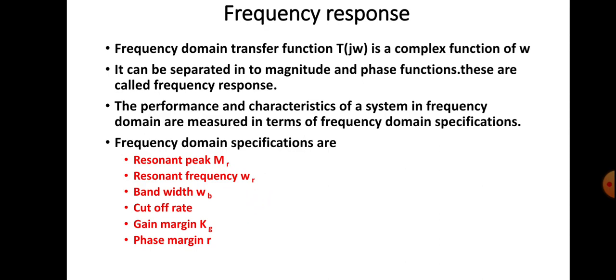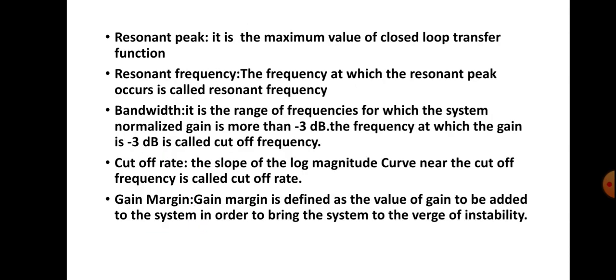Let us see each one separately. First one, what is resonant peak? Resonant peak is the maximum value of the closed loop transfer function. And what is resonant frequency? The frequency at which the resonant peak occurs is called the resonant frequency. Next is the bandwidth. It is the range of frequencies for which the system normalized gain is more than minus 3 dB. And the frequency at which the gain is minus 3 dB is called the cutoff frequency.